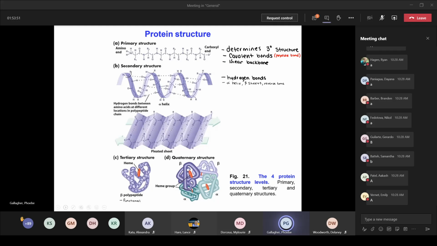So this is just a summary slide. I've written out the main ideas for all 4 of these. So just know this, and use it to test yourself on the main ideas. Once we start learning about more specific types of proteins like hemoglobin or collagen, it's going to make a lot more sense.